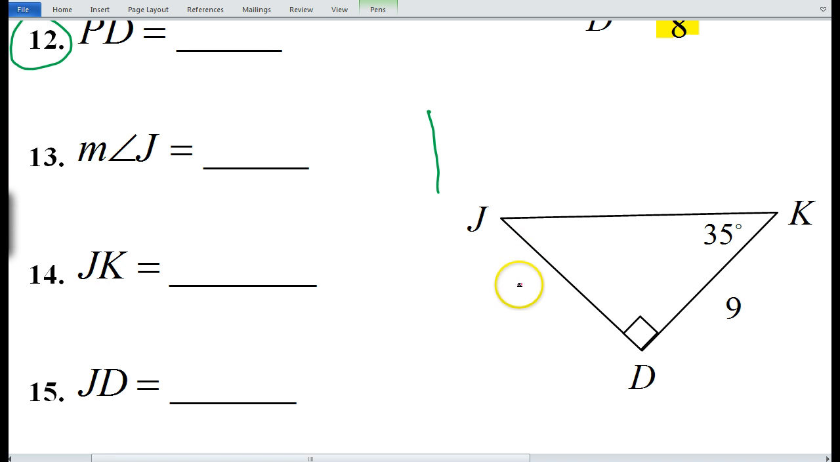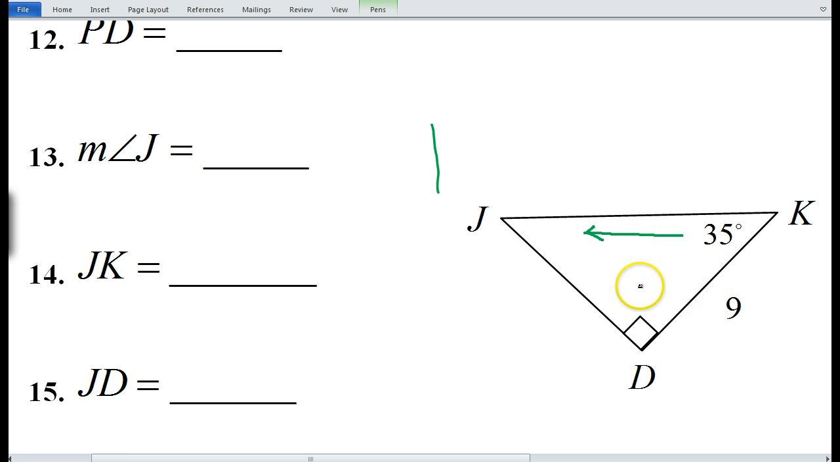Angle J. Okay. What's the quickest way to find angle J? Add those two together. Subtract. Okay. You guys know what's the total amount of degrees in a triangle? 180 is the total amount of degrees in a triangle. So you could start with 180 and subtract 90 and subtract 35, and that will give you the answer. And that's pretty quick. There's a one-step quicker way.